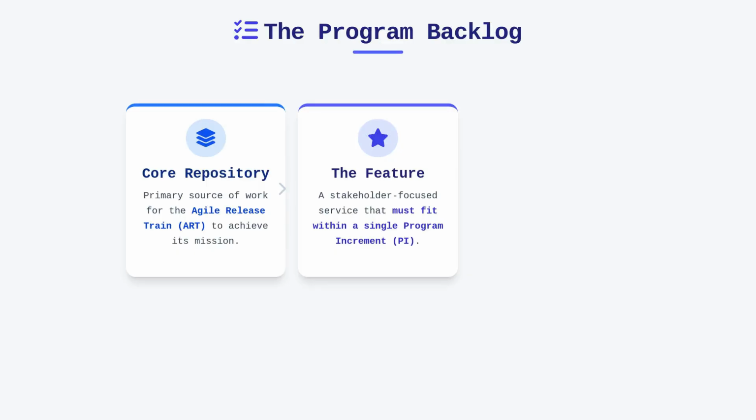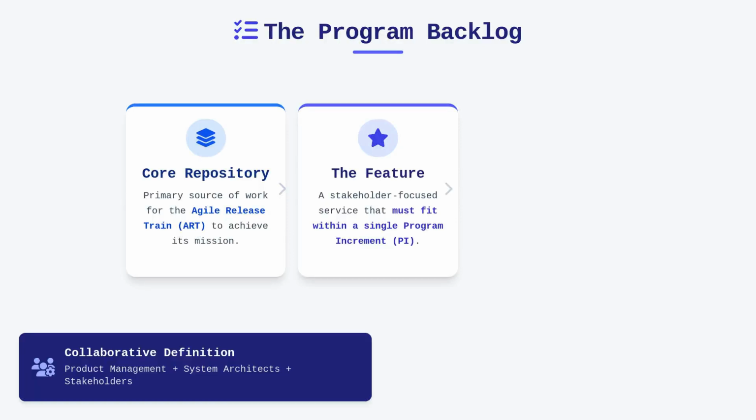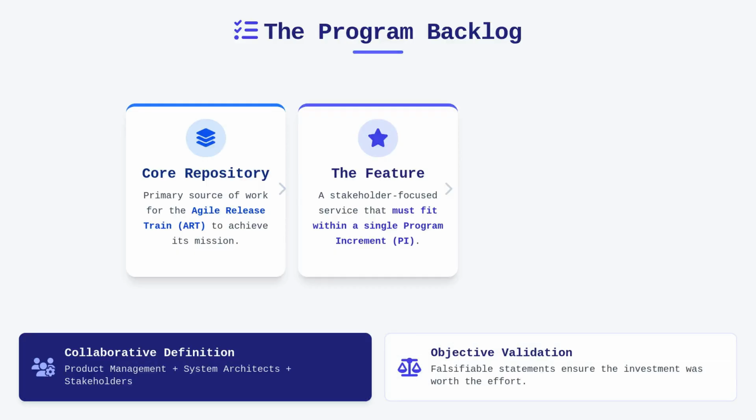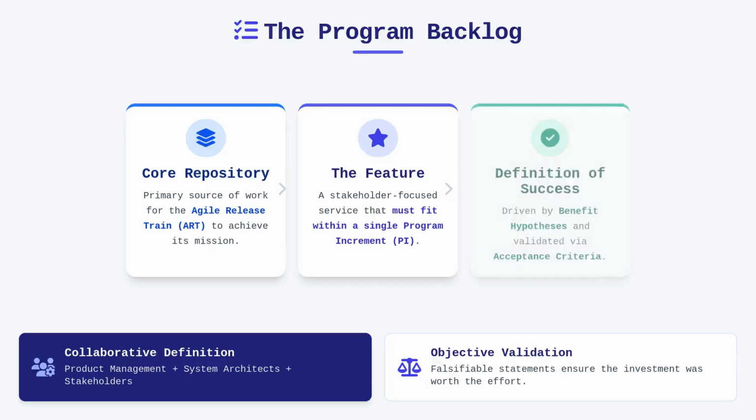program increment. To define a feature effectively, product management must collaborate closely with system architects and stakeholders to articulate a clear benefit hypothesis. This hypothesis acts as a falsifiable statement that informs us whether the investment in the feature was truly worth the effort. Furthermore, every feature requires well-defined acceptance criteria, which serve as the objective standard for determining whether the work is complete and fulfills the intended requirement.